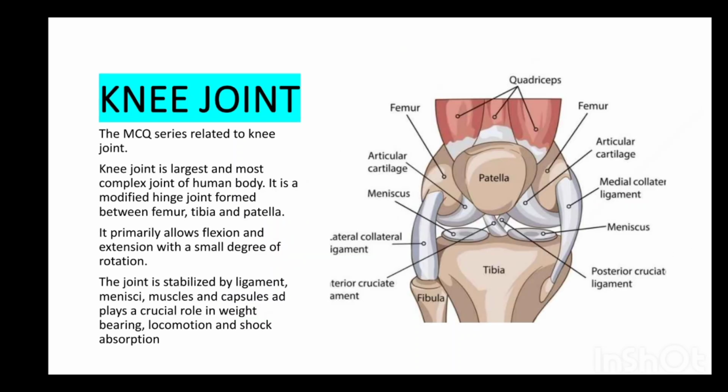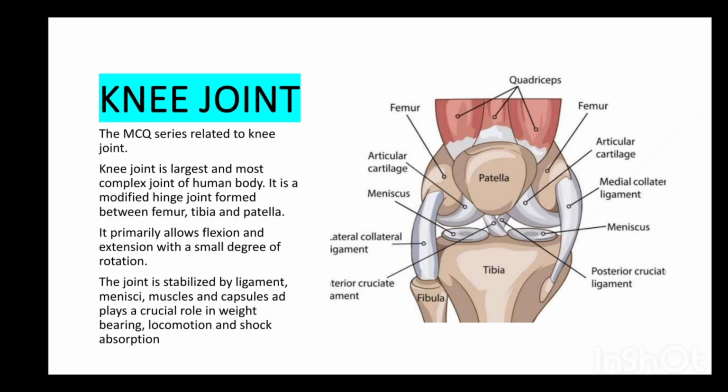In this video we are going to discuss some MCQ related to knee joint. So what is knee joint? Knee joint is the largest and most complex joint of the human body. It is a modified hinge joint found between femur, tibia and patella. It primarily allows flexion and extension with a small degree of rotation. It is stabilized by ligaments, menisci, muscles, and capsules and plays a crucial role in weight bearing, locomotion, and shock absorption. In this video related to knee joint MCQ series, I have tried to cover some important questions.